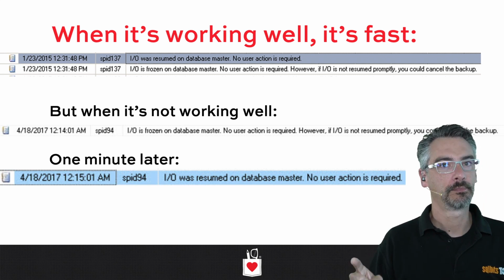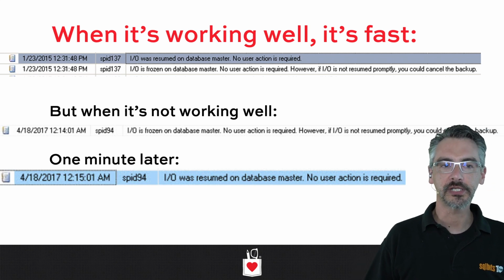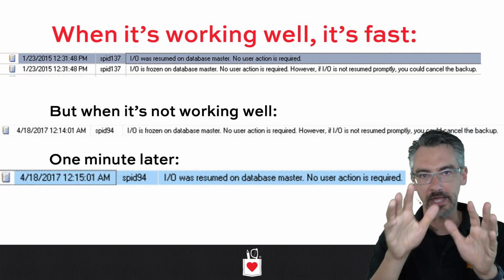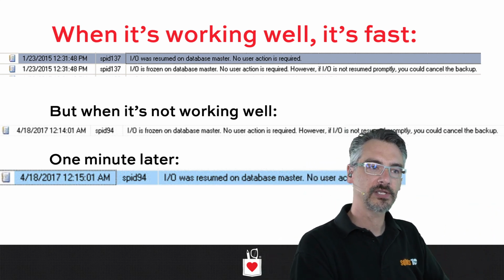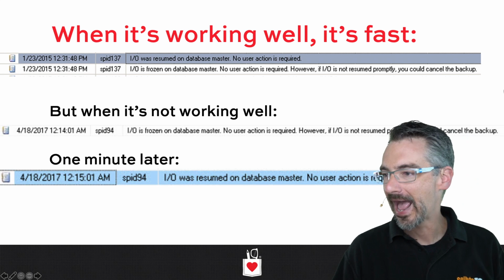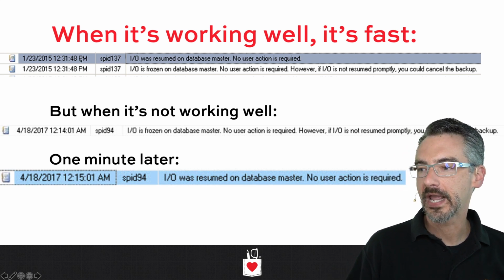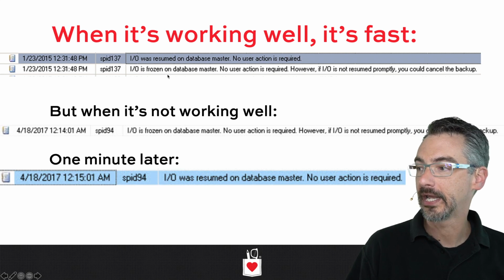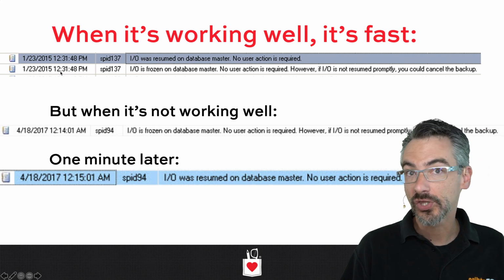But there is a hiccup. What you should see is up in the top event log. Up in the top event log, SQL Server says, okay, they told me to freeze I/O on the master database, and I froze I/O at, get out my magic pointer here, at 12:31 and 48 seconds. Then I thawed it again after, however many seconds, if it's thawed quickly.